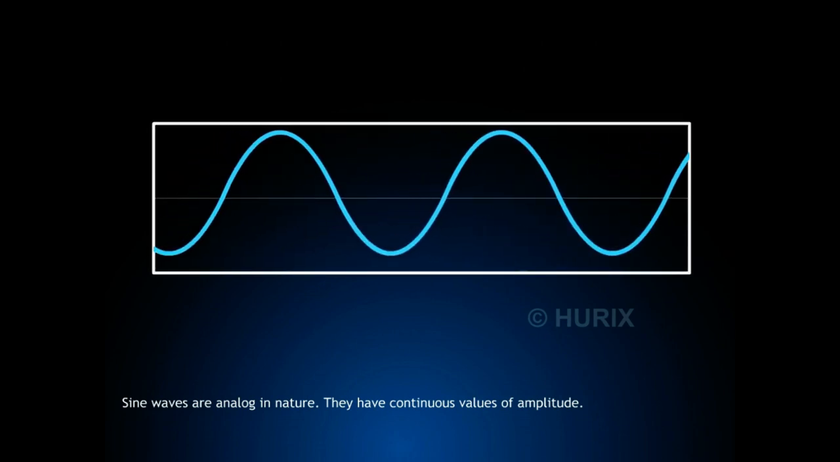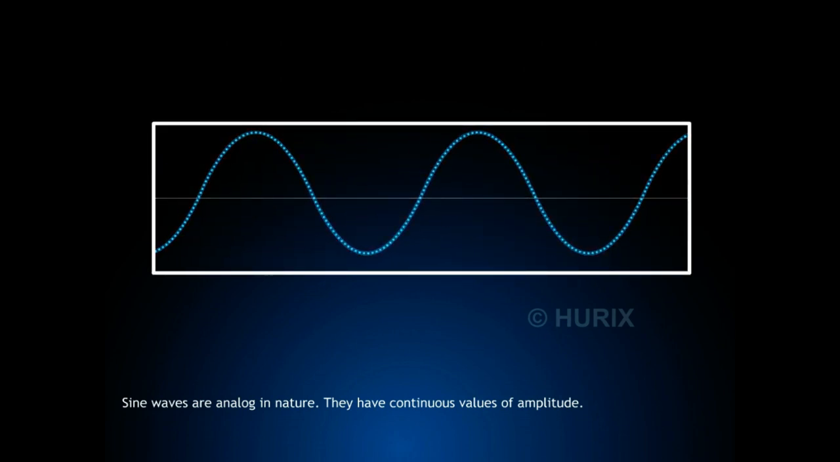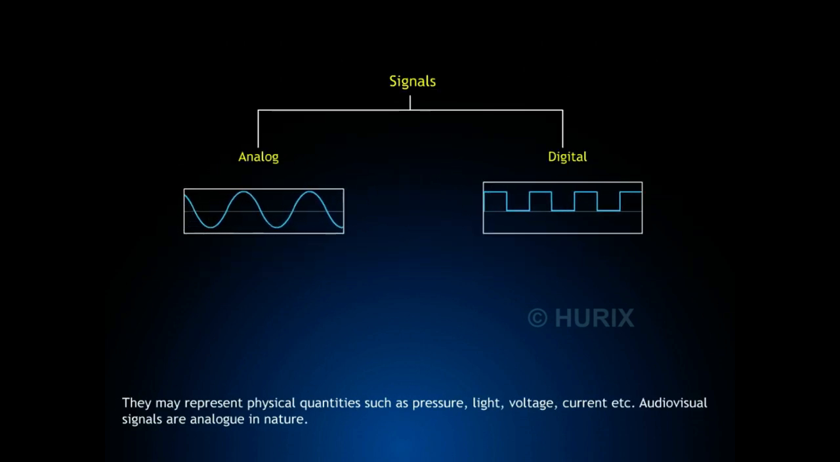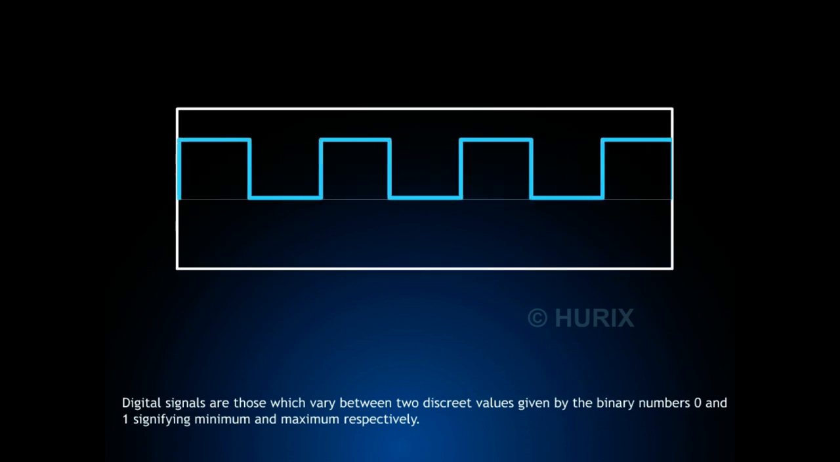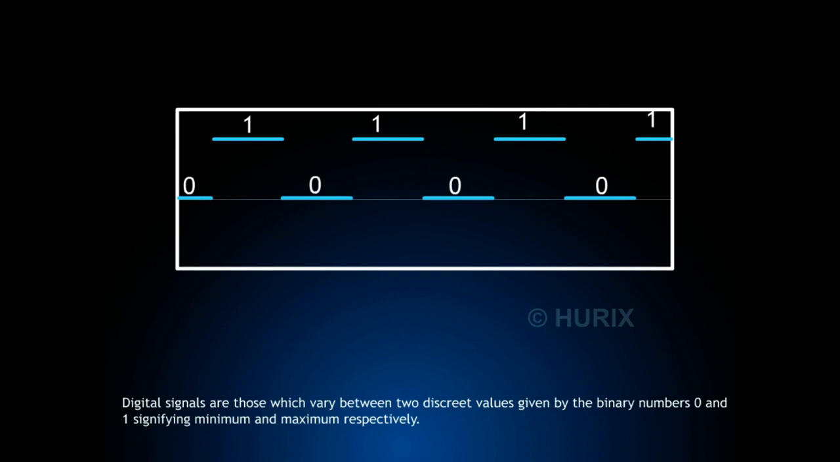Sine waves are analog in nature. They have continuous values of amplitude. They may represent physical quantities such as pressure, light, voltage, current, etc. Audiovisual signals are analog in nature. Digital signals are those which vary between two discrete values given by the binary numbers 0 and 1, signifying minimum and maximum respectively.